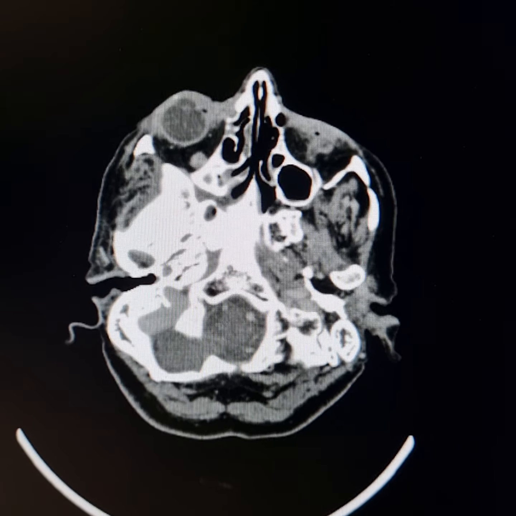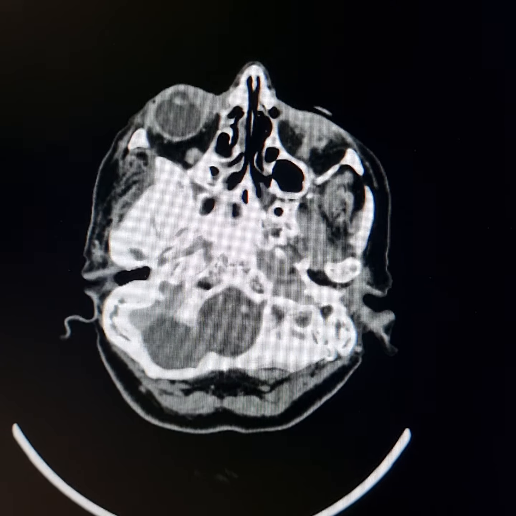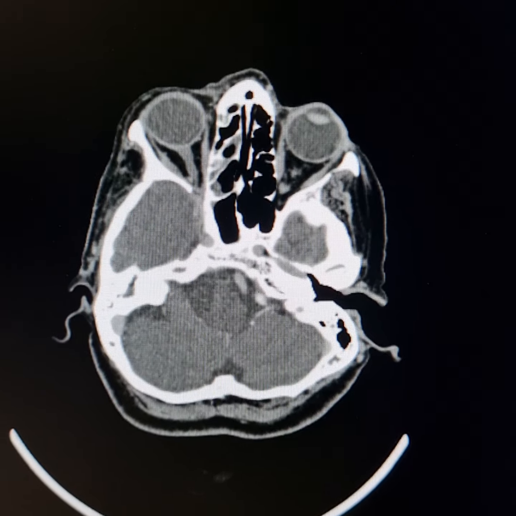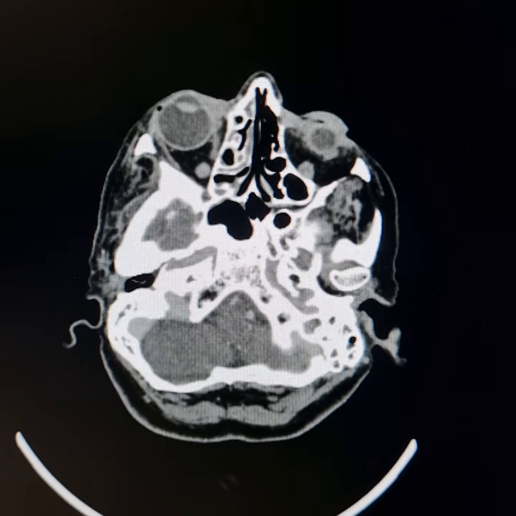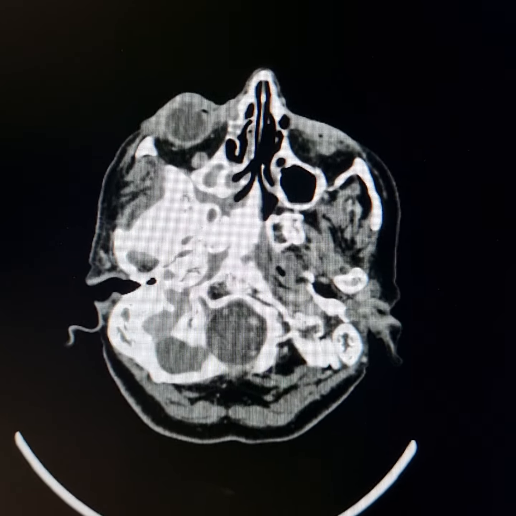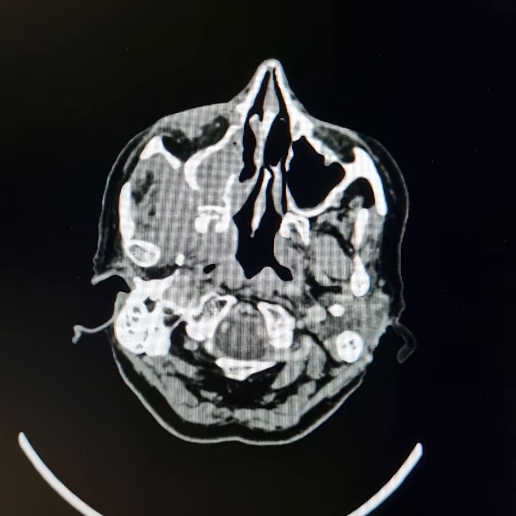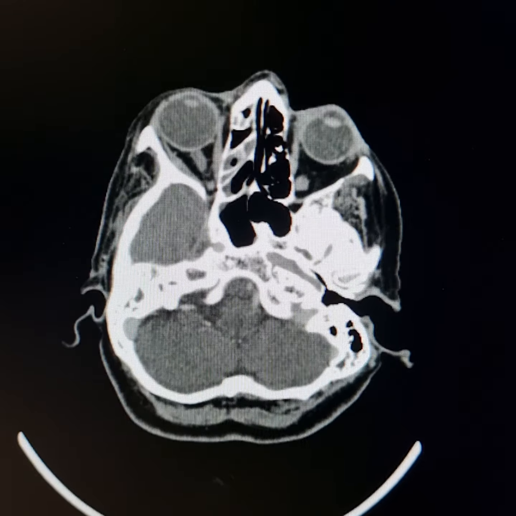This mass has eroded the adjacent superior alveolar arch. The patient was operated upon approximately 8 months ago. Partial maxillectomy was done and the temporalis muscle was replaced to fill in the gap. Now this is the third CT scan.